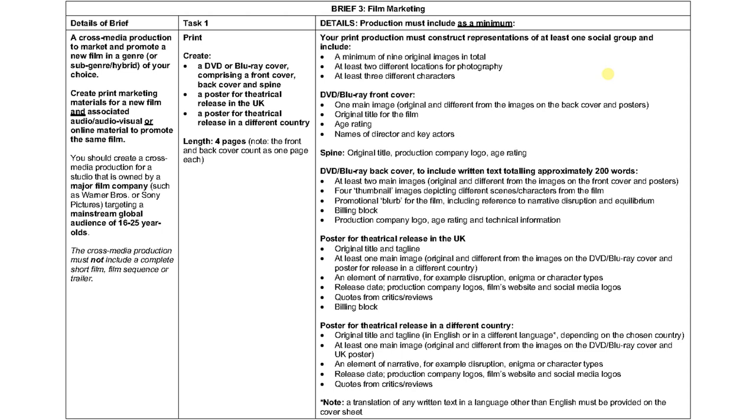It should have a billing block, and it should have production company logos, age ratings, technical information, you know, things like copyright information, things like what region coding it is, things like what sound systems are used on it, and things like extras as well, if it's got any sort of extras, unless it's a vanilla disc that doesn't have any extras.